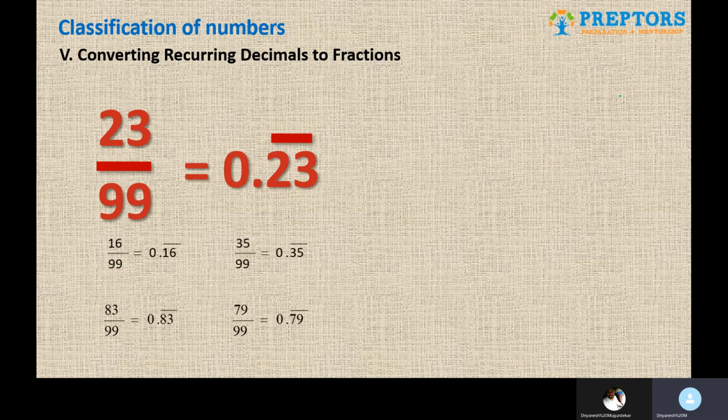Similarly, 0.16 bar is 16 by 99, 0.83 bar is 83 by 99, 0.79 bar is 79 by 99, 0.35 bar is 35 by 99. Because we are recurring two digits, every time we are dividing by 99, and so on. Remember that idea.